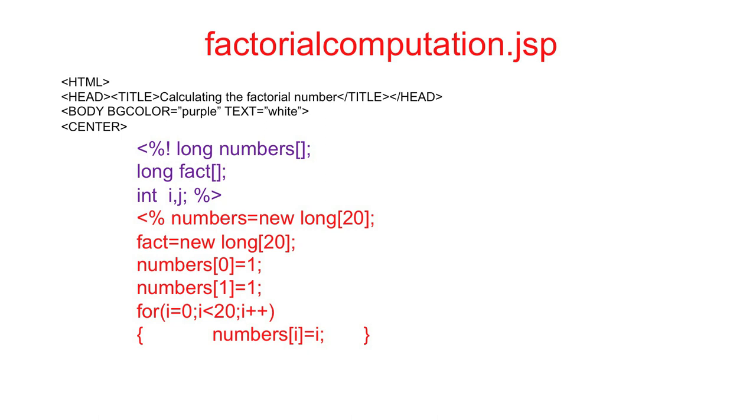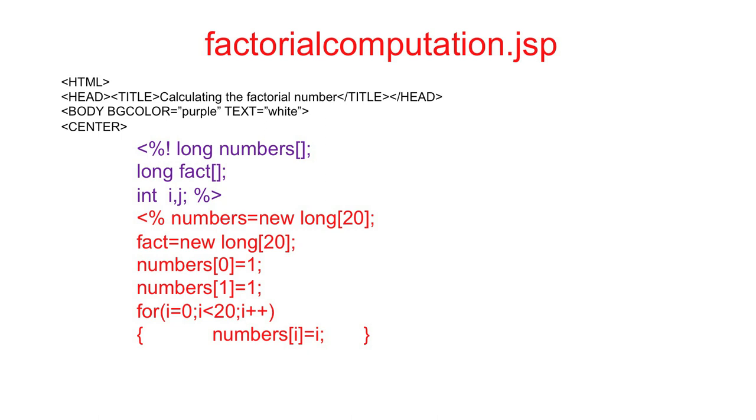So here in this factorial variable we have another array of 20. The same two arrays we have taken here: the first is for the input values and the second is for the output values. Now number 0 equals 1 and number 1 equals 1. So two initial values we have assigned here, and then the loop again, a for loop of 20.